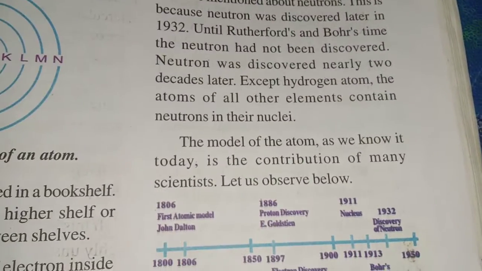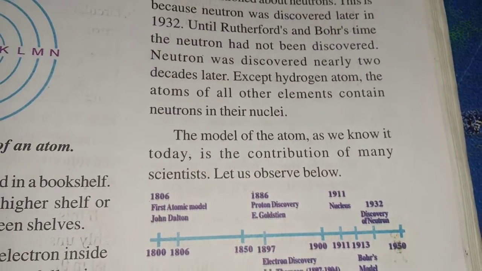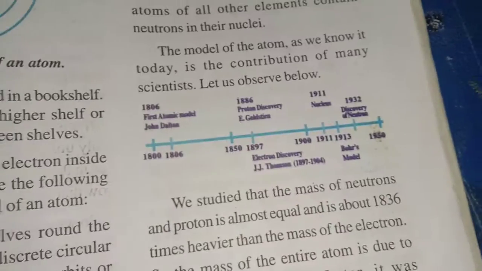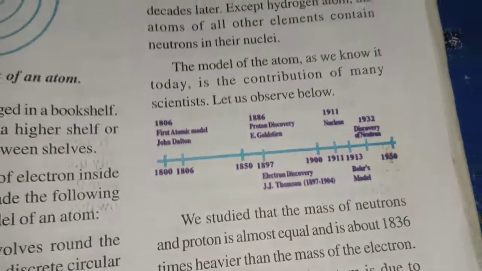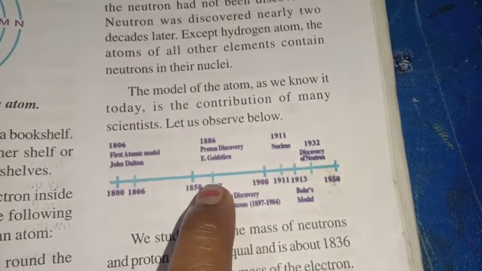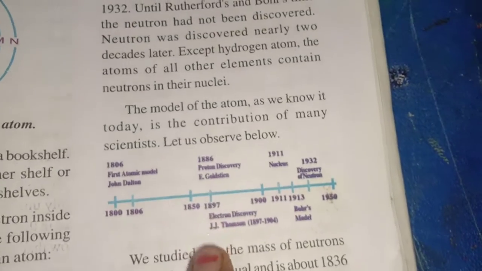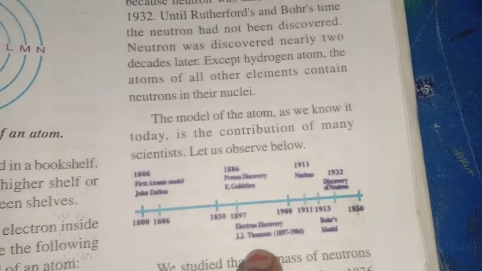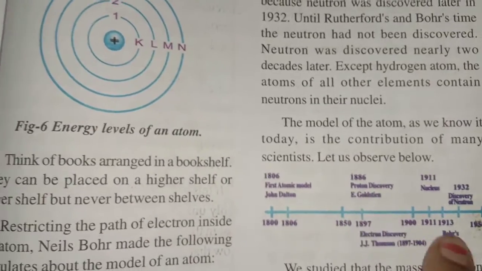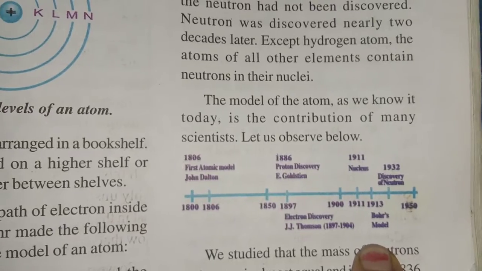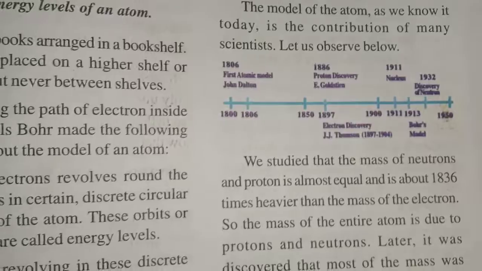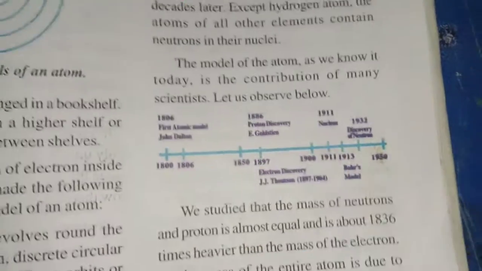The model of the atom as we know it today is the contribution of many scientists. Let us observe below. So we start here. You can see here, the first atomic model was by John Dalton, and then the second atomic model was by J.J. Thomson, and here the proton discovery is by E. Goldstein. This is very important. In which year, who discovered which model, you can see in this line given here.